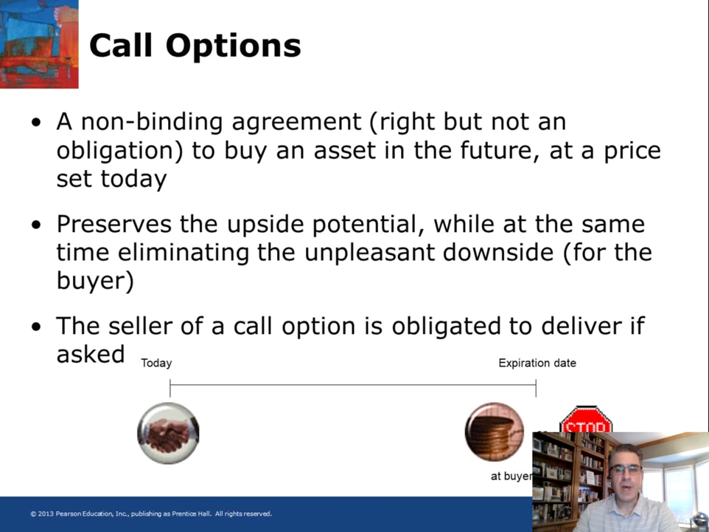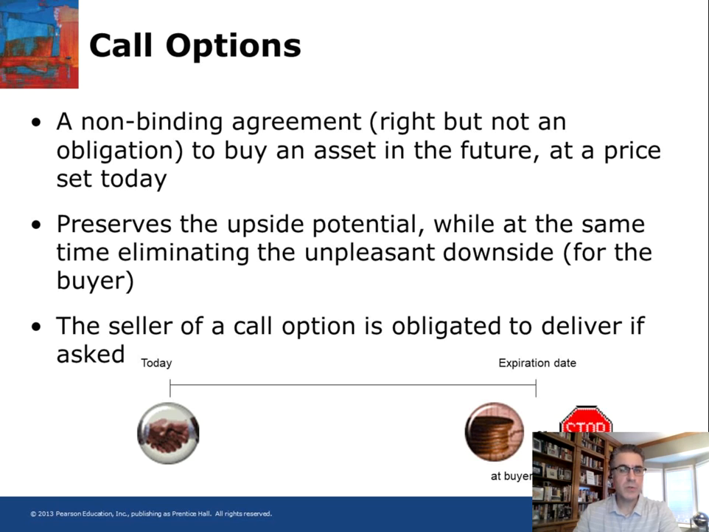There are two basic types of options, though each has plenty of variations. The first type is known as a call option. A call option gives the purchaser of the option the right to buy an asset at some point in the future at a price that is set today. Notice that it is a right to buy the asset, not an obligation to buy the asset. We'll discuss the conditions under which the purchaser would choose to exercise that right.